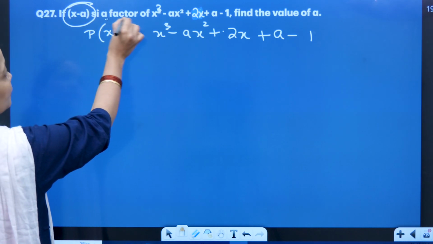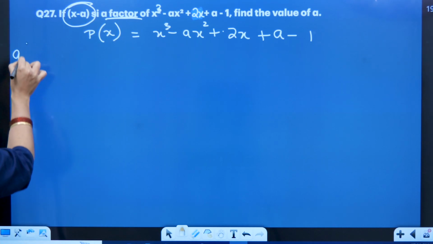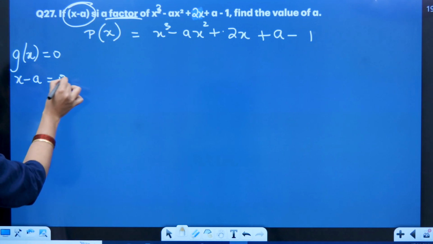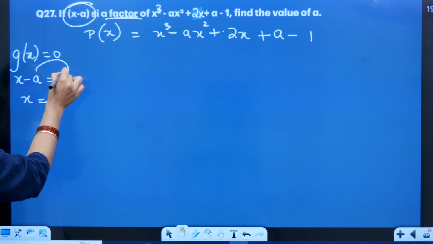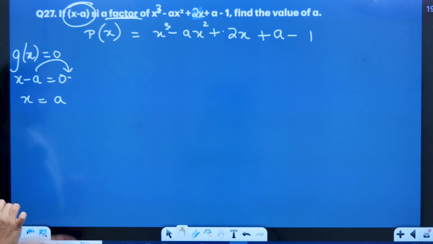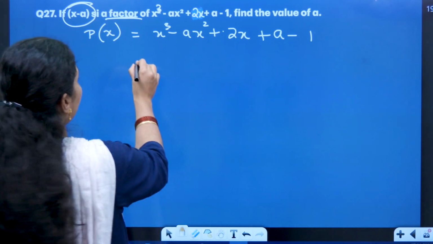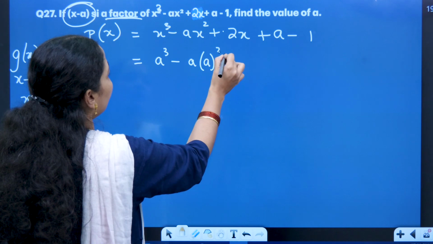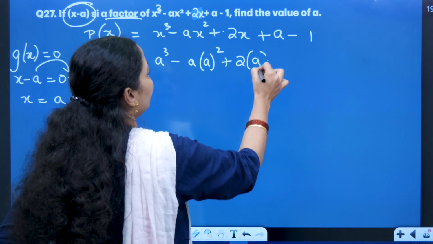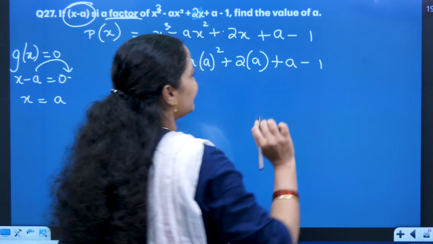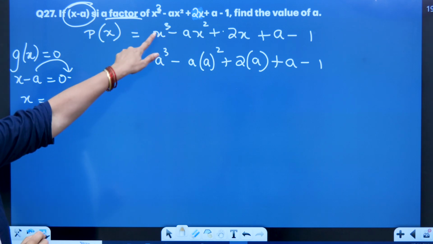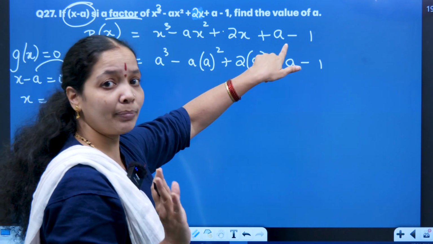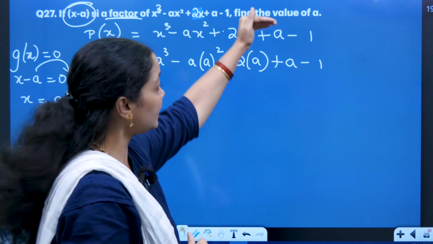Whenever they are asking me to find a factor, I have to equate the g of x to 0. That means x minus a should be equated to 0. So x will be equal to negative a, going here is positive a. I got the value of x, I'll substitute it here. That is a cube minus a into a square plus 2 into a plus a minus 1. See my dear children, wherever I have x here, I'll only substitute a. Wherever a is there, don't replace it or don't forget to write it as it is.